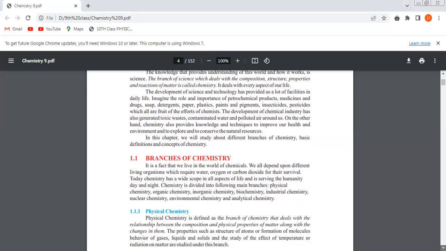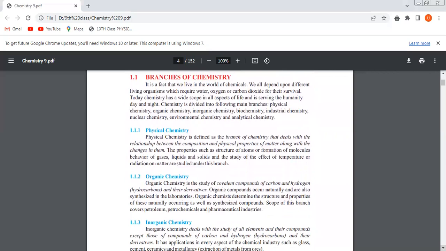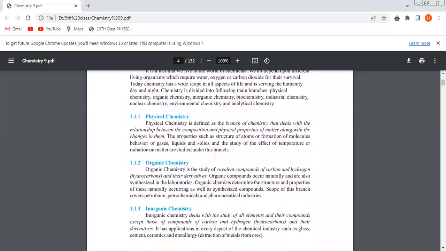Branches of chemistry. It is a fact that we live in the world of chemicals. We all depend upon different living organisms which require water, oxygen, or carbon dioxide for survival. Today, chemistry has a wide scope in all aspects of life and in serving humanity day and night.